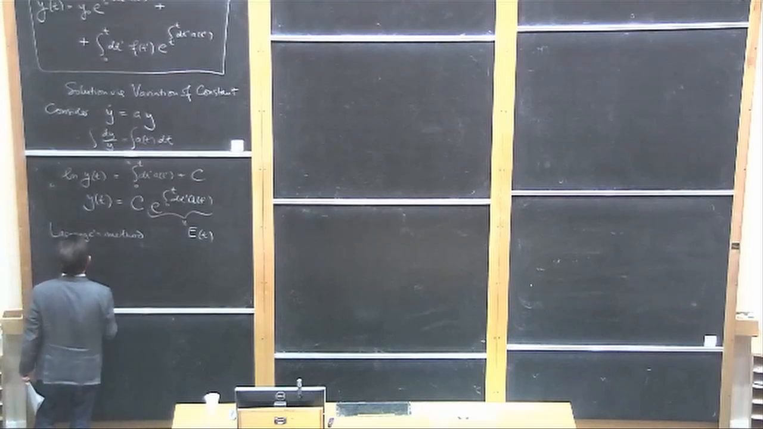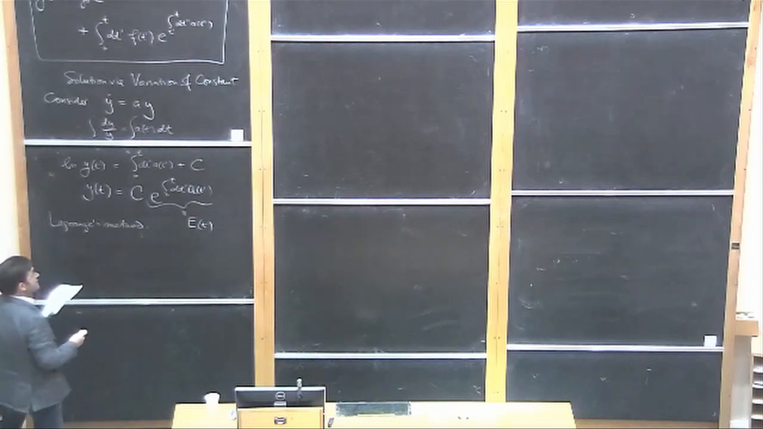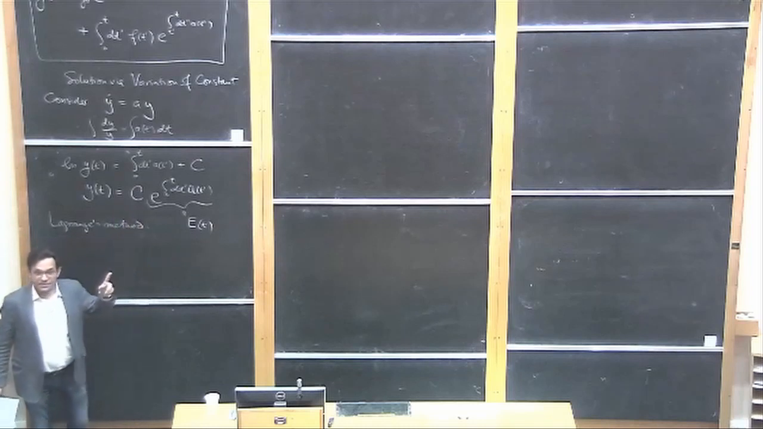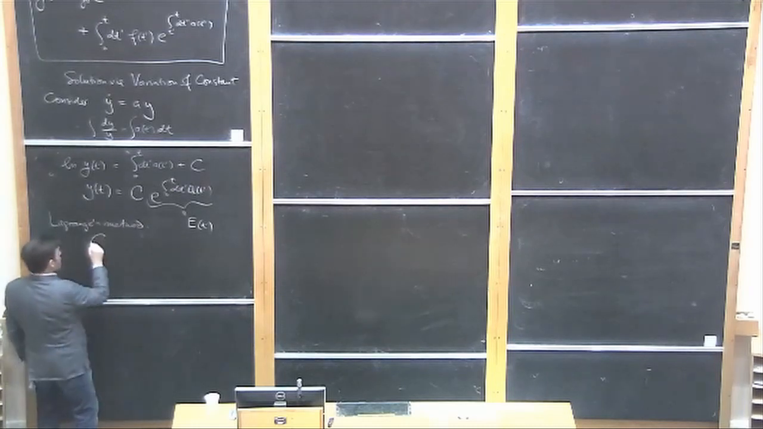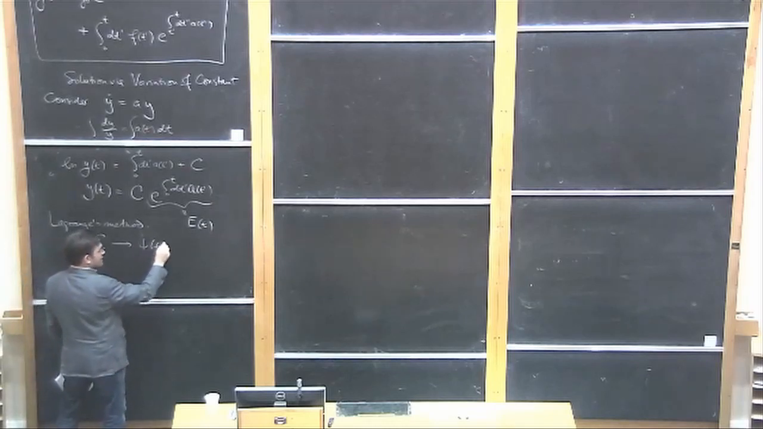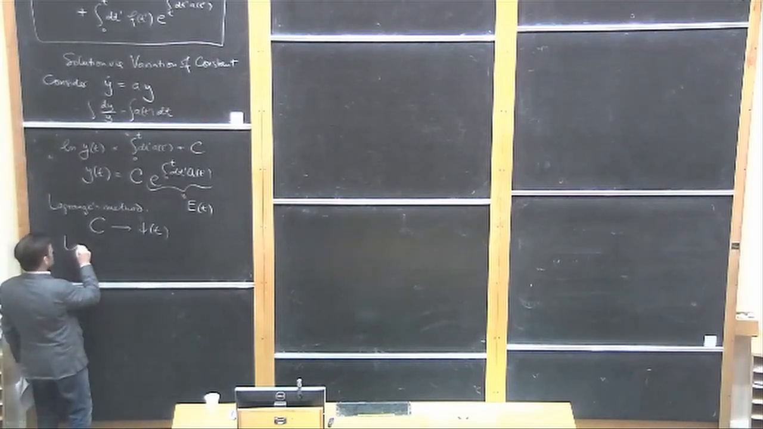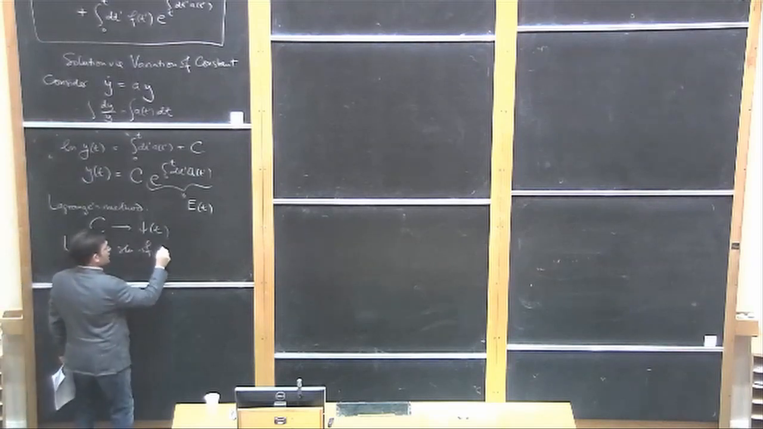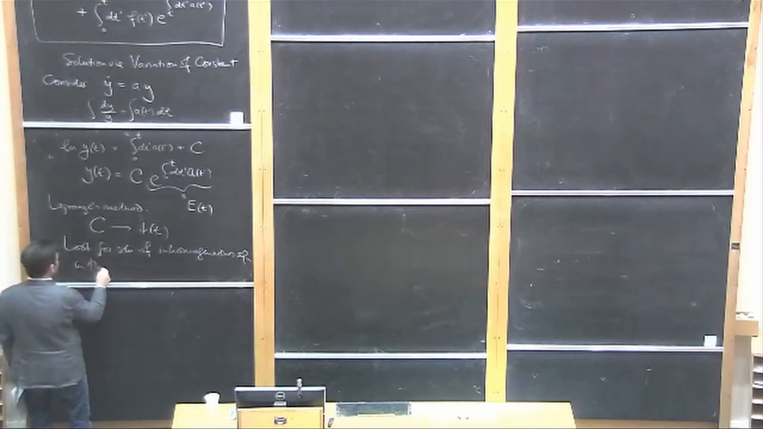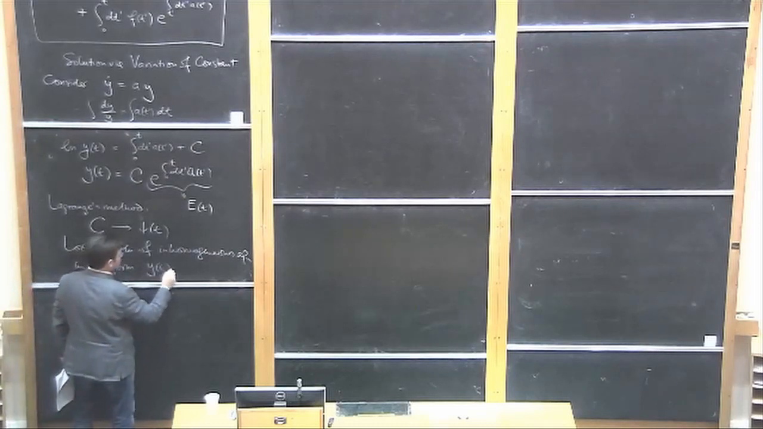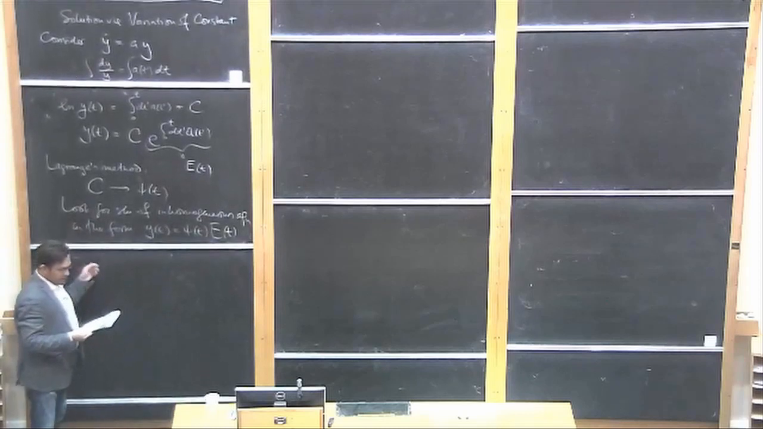Anyway, Lagrange's method for doing this. What Lagrange suggested was let's turn the constant that's in front of this solution into a function, just formally. Replace c by psi of t. You like Greek letters, right? So let's do that, and let's look for a solution of the inhomogeneous equation in the form y of t equals psi of t times this e of t, the solution of the homogeneous equation. Let's see if this works.